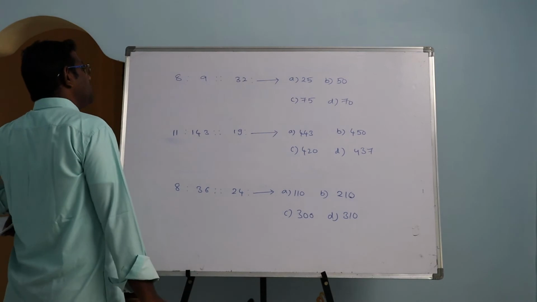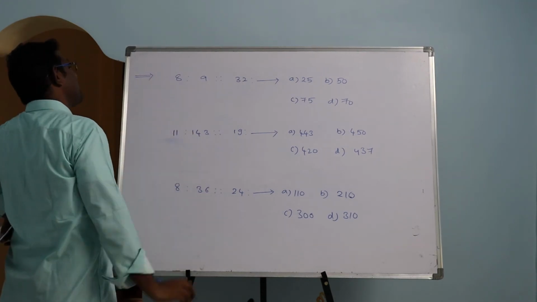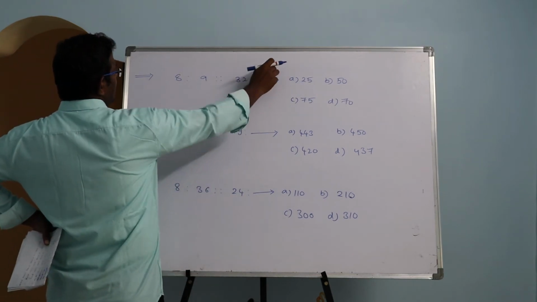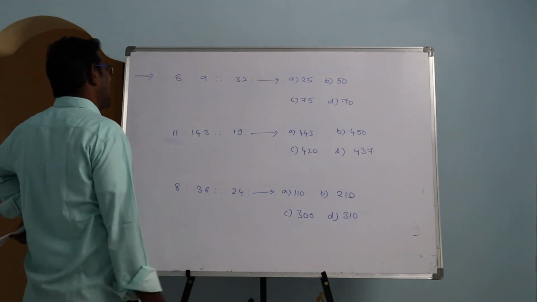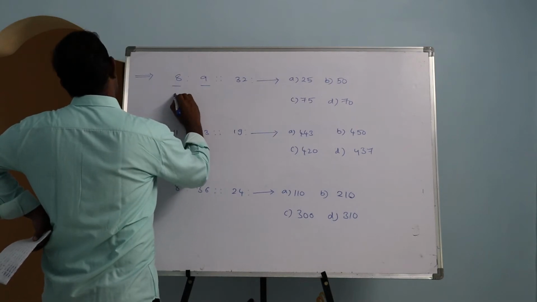Right, sir. You can observe 8 and 9 are both consecutive numbers, 32 and 33. Here increasing by 1, here increasing by 1, 33. Is 33 there in the options? There is no 33 in the options. Right, sir. 8 and 9, 8 can be written in the form of 2 cube.